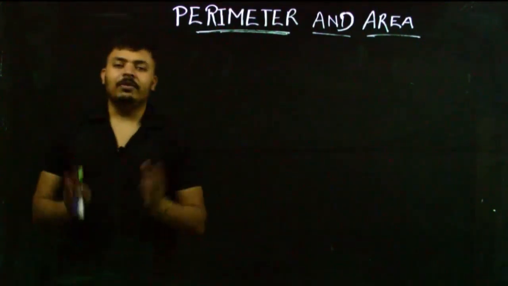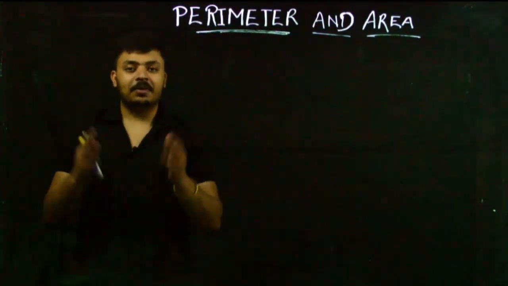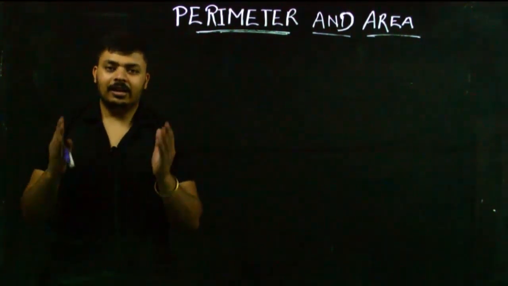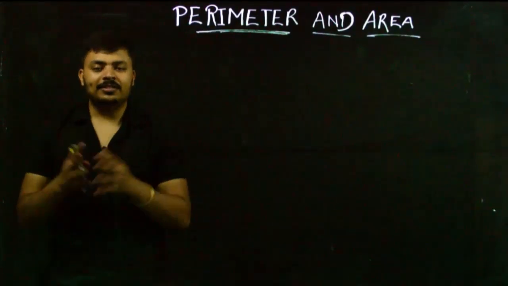Hello students, today we are going to start a new chapter, chapter number 10, Perimeter and Area. So let's start with our first example.